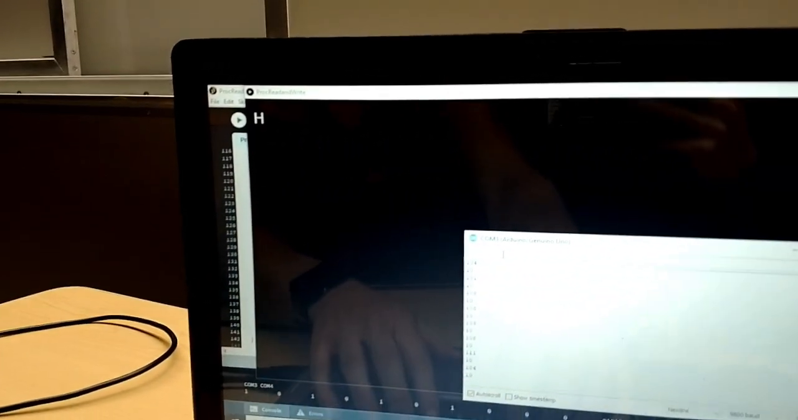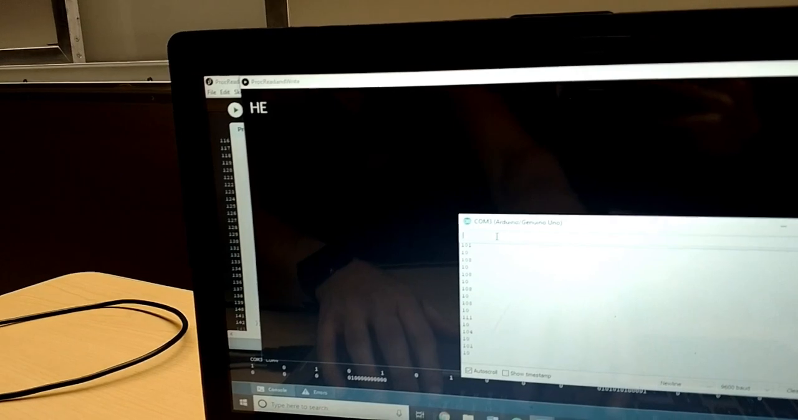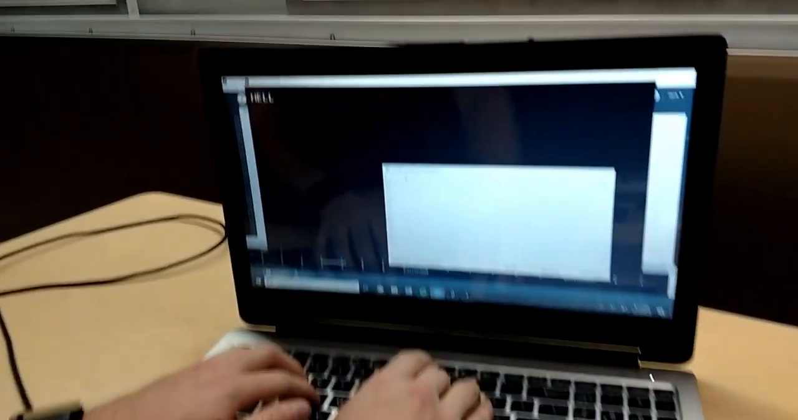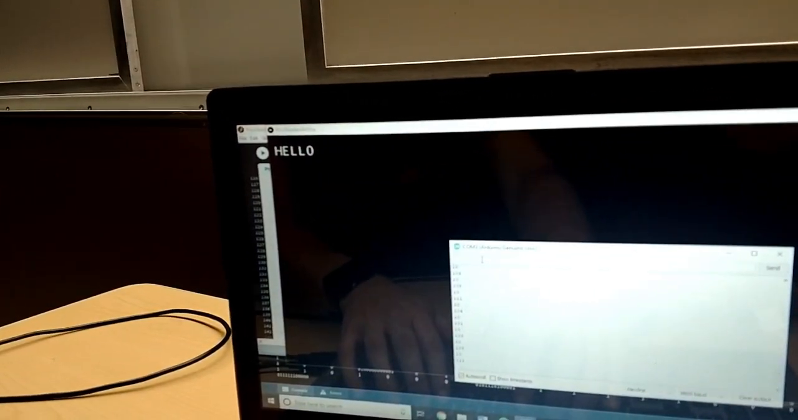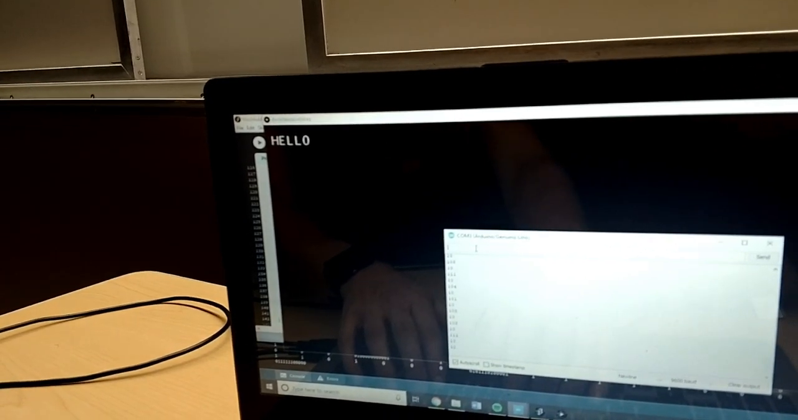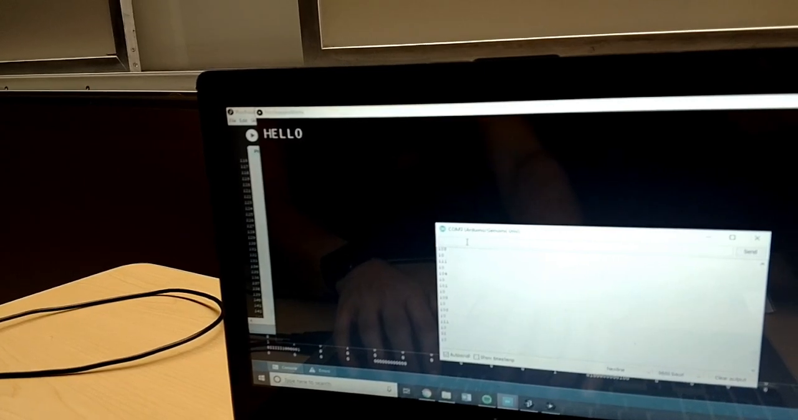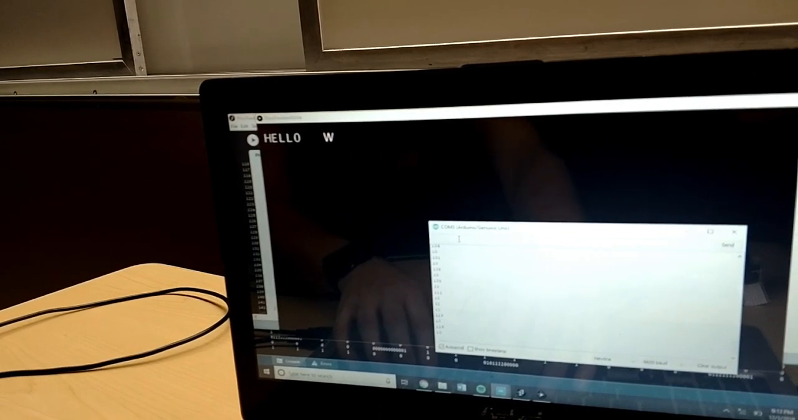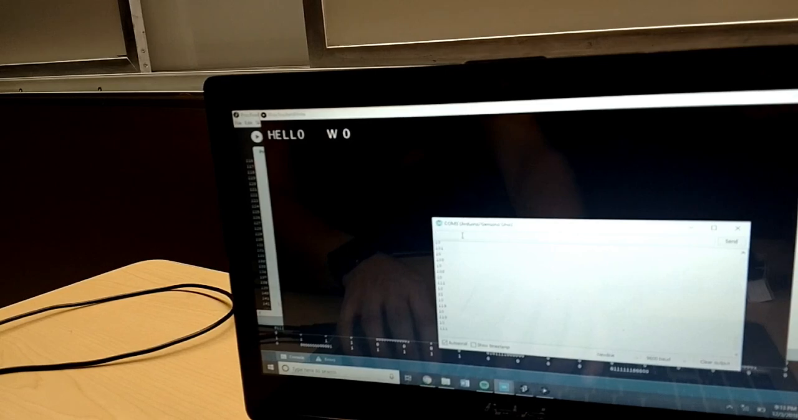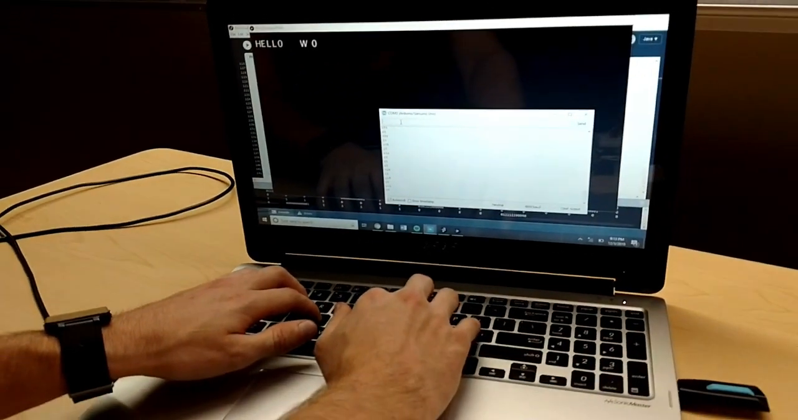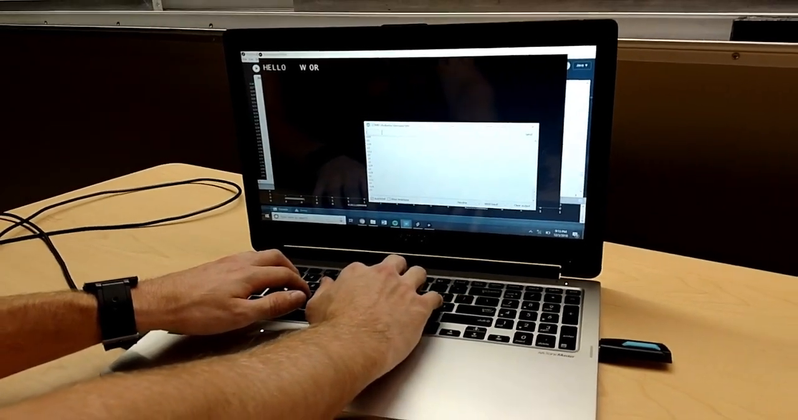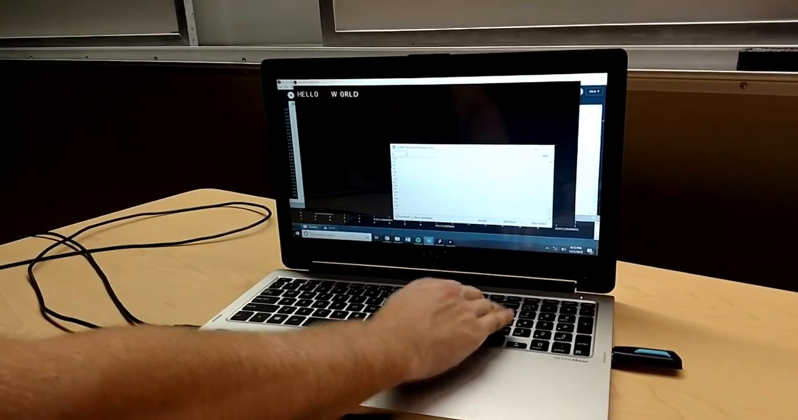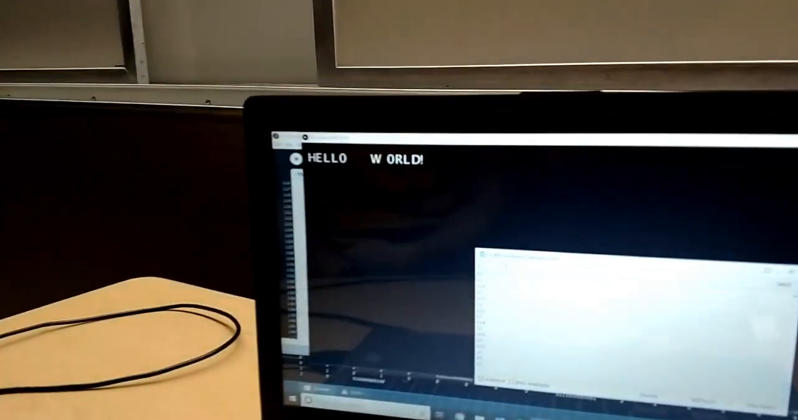Next up is E. L. Another L. O. Space. W. Nothing showed up. W. O. R. L. D. And of course, the exclamation point. And there you go.